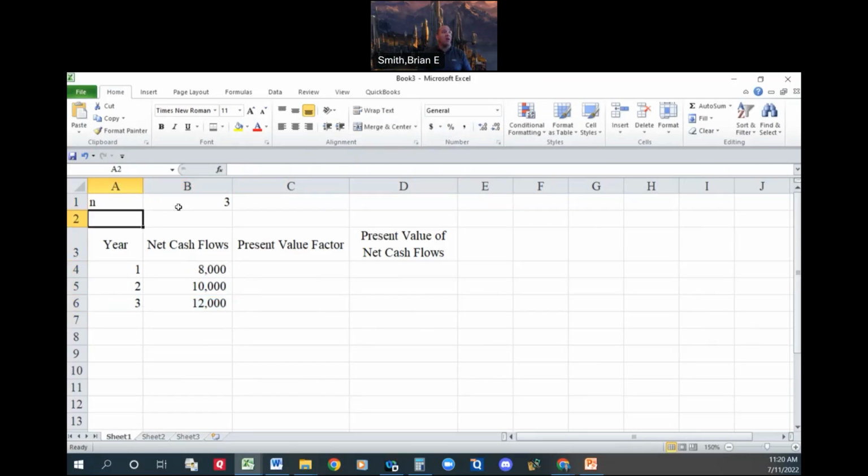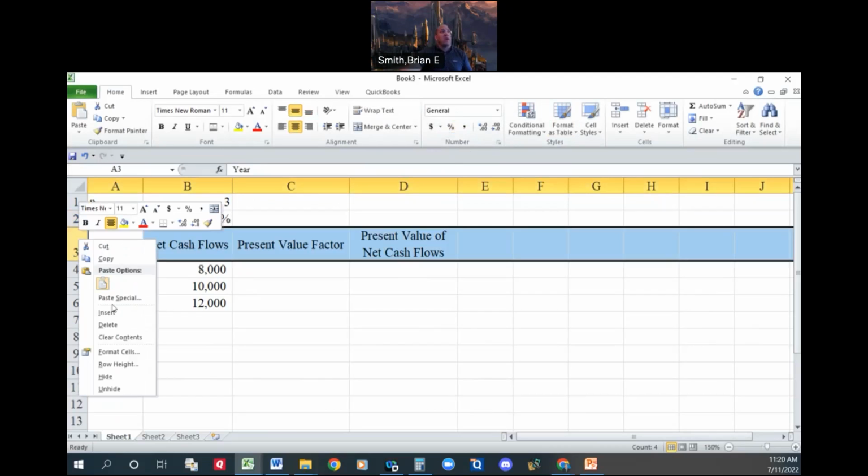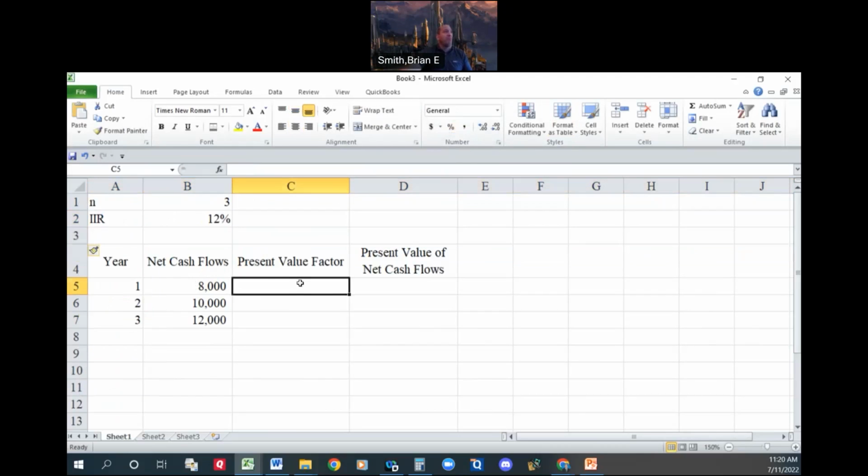Then our percent, or our hurdle rate, we'll say IRR is 12%, or 0.12. When I come up here after putting in 0.12 and hit percent, it'll be right. If I had put in 12 and then hit percent, it would give me 12,100%, and we don't want that. So this is the set of numbers we're looking at.